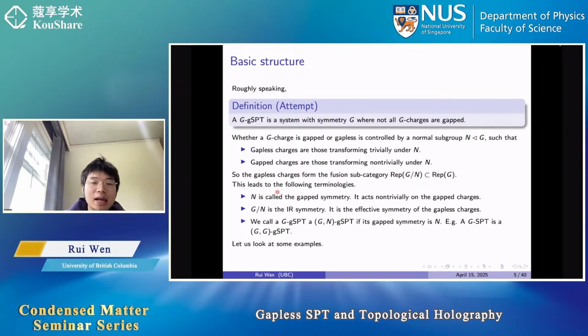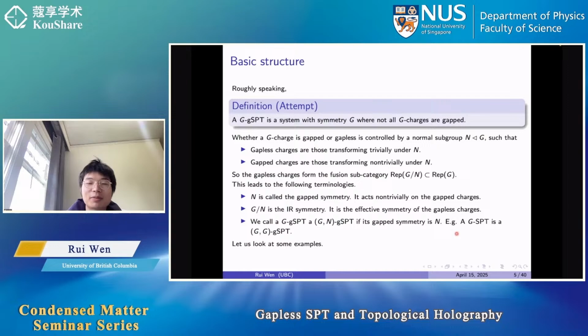N is called the gap symmetry, right? It acts non-trivially on the gap charges, and G/N is called the IR symmetry. It is the effective symmetry of the gapless charges. And we call a G gapless SPT a G/N gapless SPT if its gap symmetry is N.